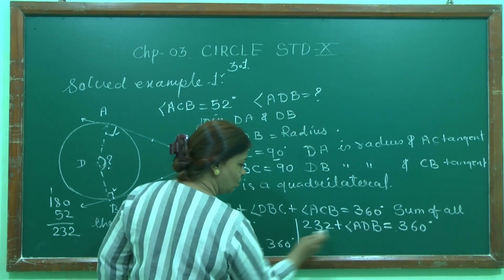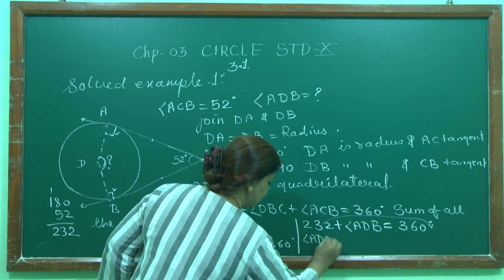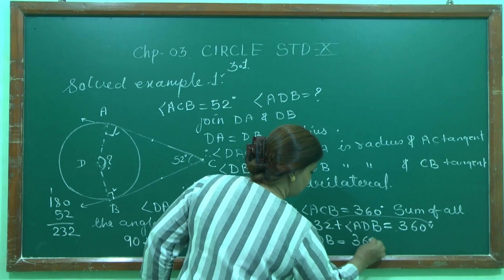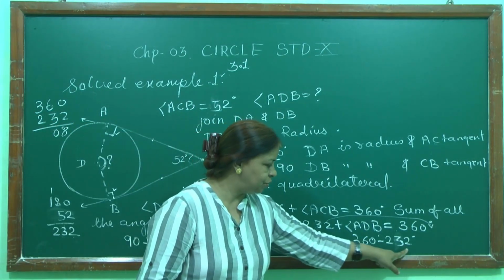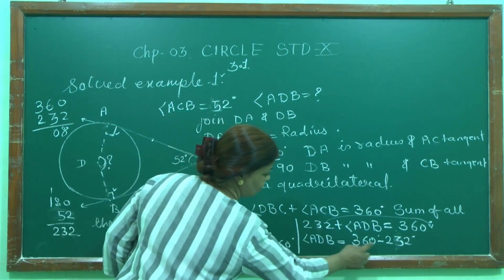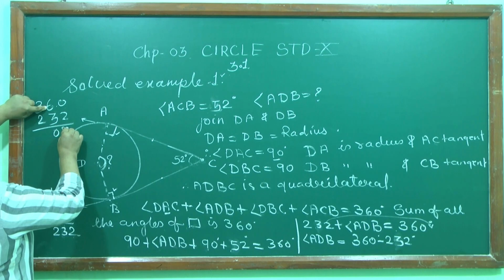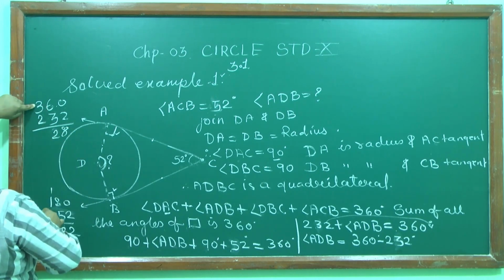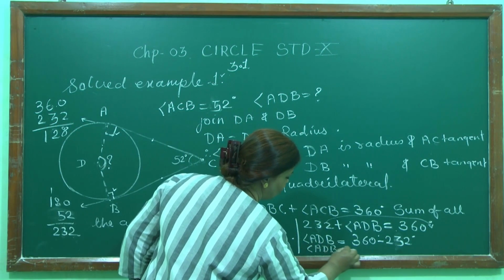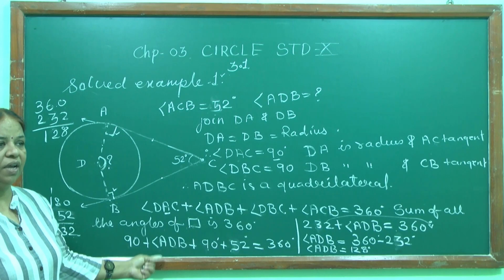Now see, this side of the equal, I am going to shift it here and it will be subtracted. So angle ADB is equal to 360 minus 232 degrees. 360 minus 232: when we carry 1, 10 minus 2 is 8, 5 minus 3 is 2, and 3 minus 2 is 1. So angle ADB I am getting as 128 degrees. You can pause the video and check.